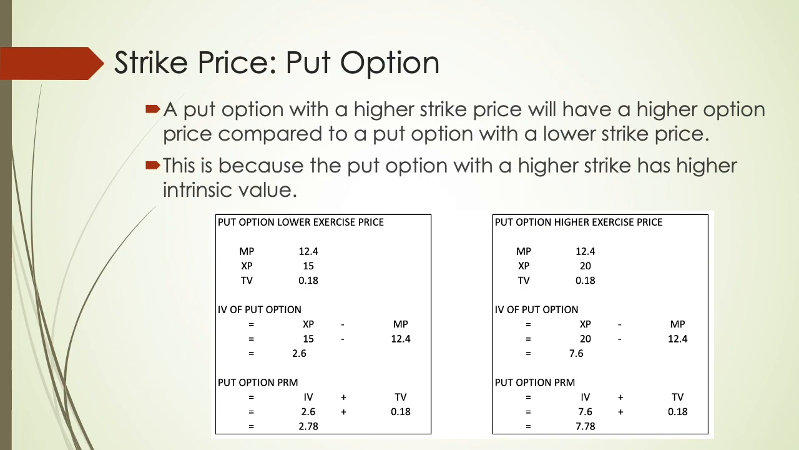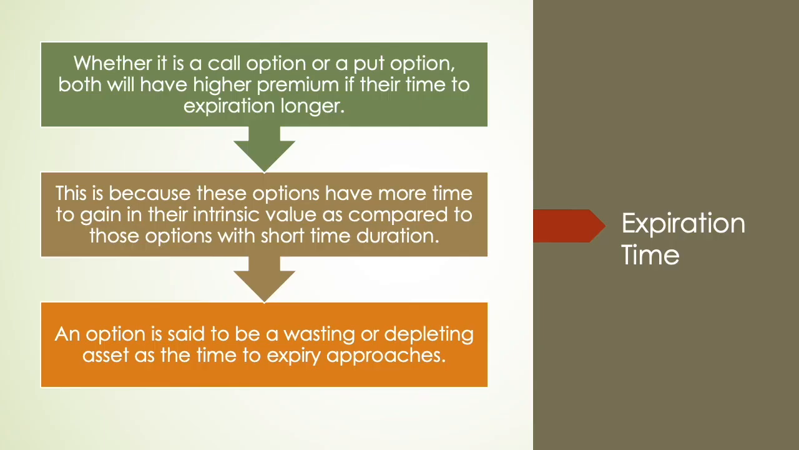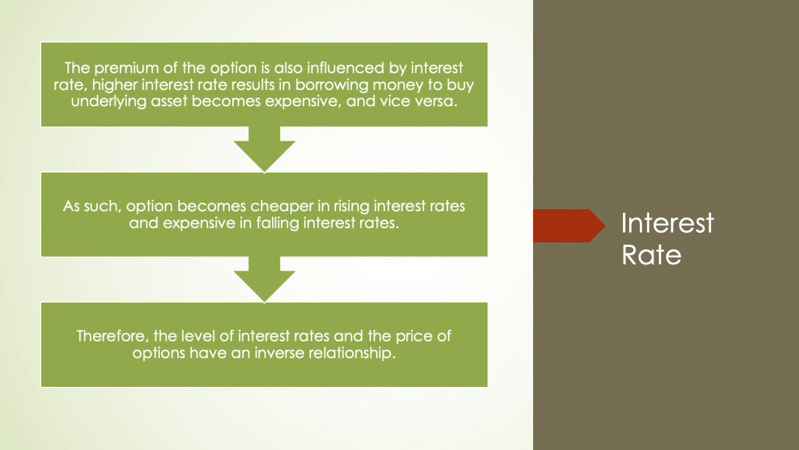Okay. The next factor is expiration time. Whether it is a call option or put option, both will have higher premium if their time to expiration is longer. This is because these options have more time to gain in their intrinsic value as compared to those options with short time duration. An option is said to be a wasting or depleting asset as the time to expiry approaches.